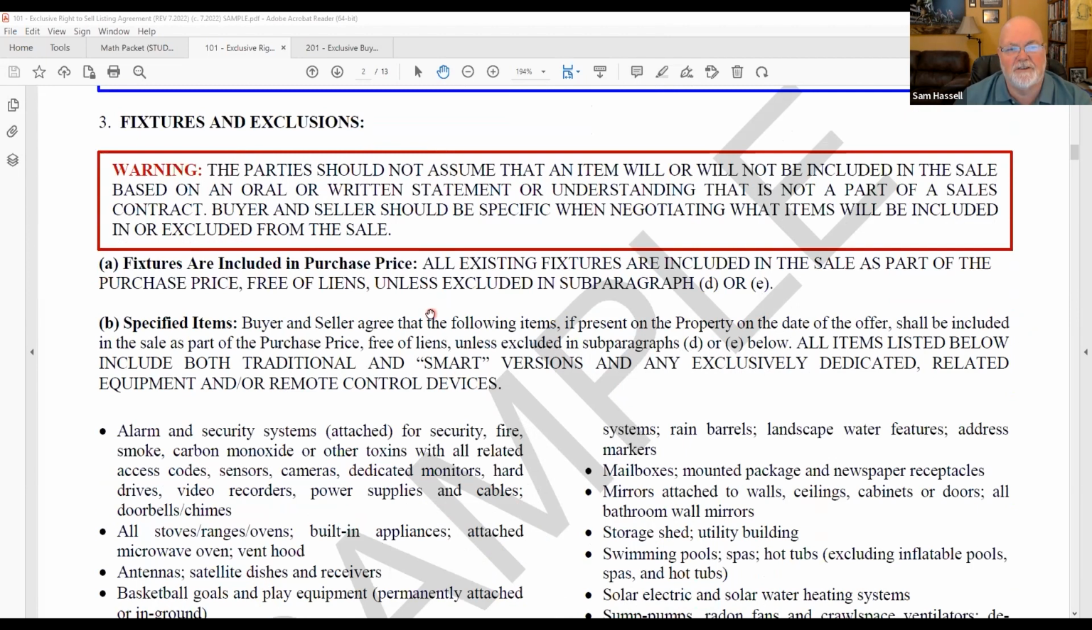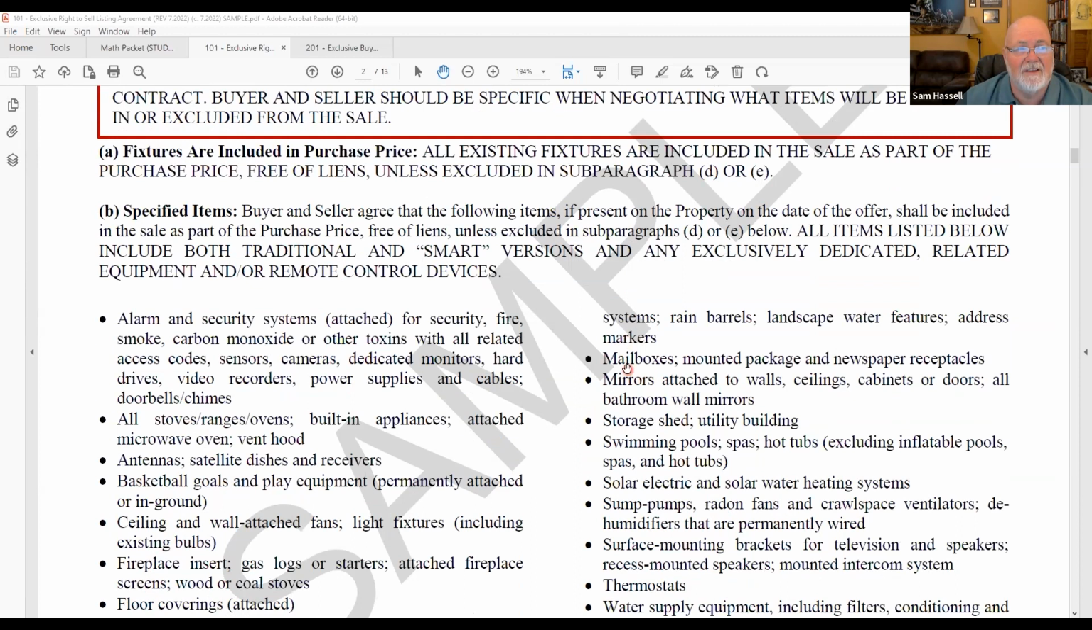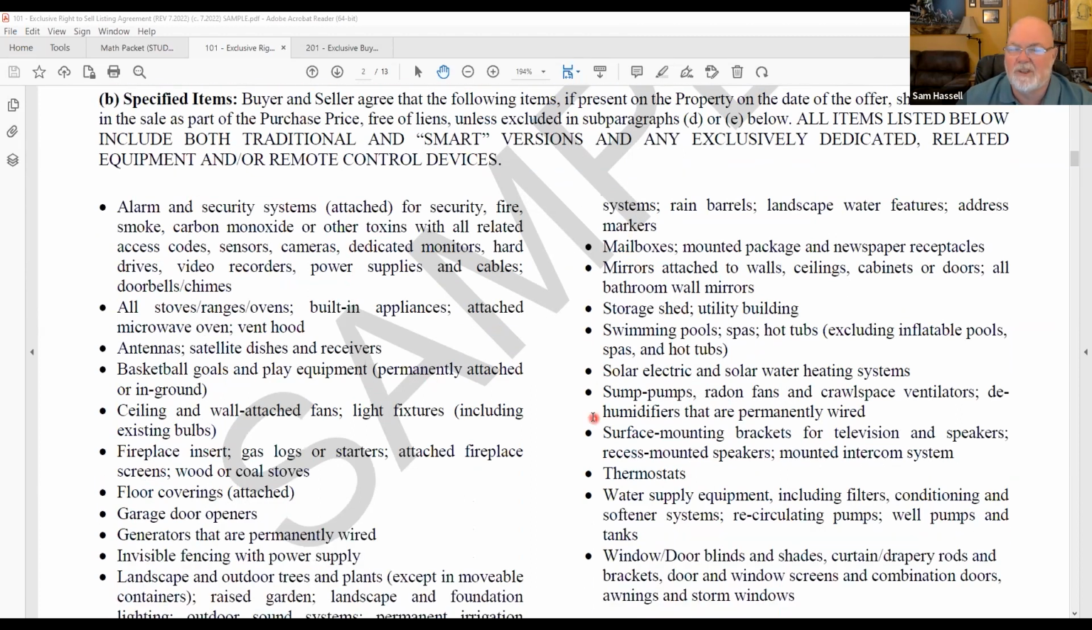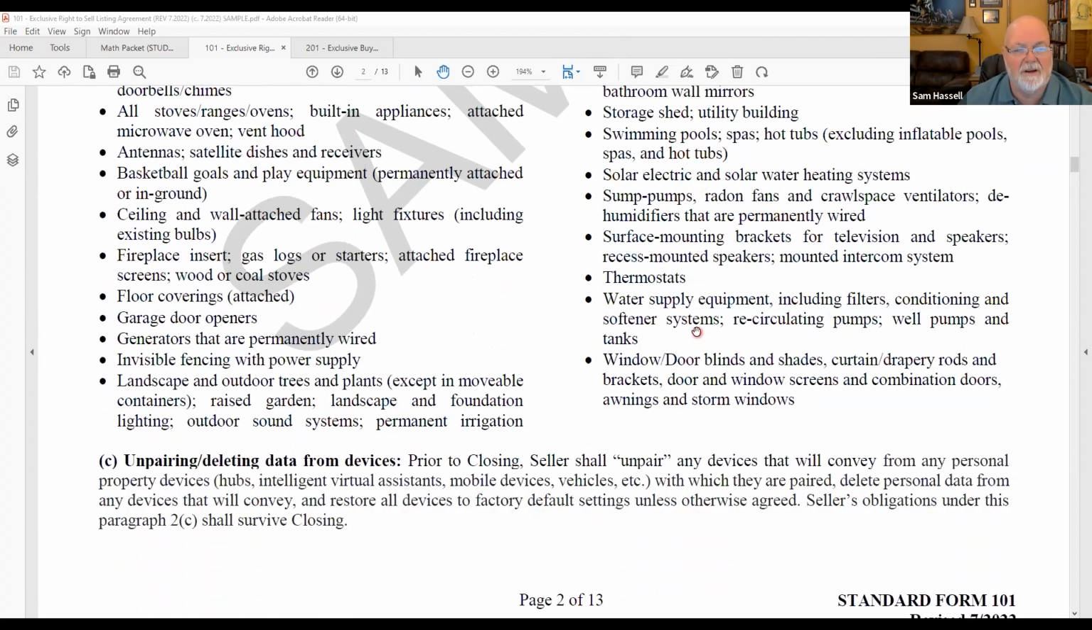Number 3 is fixtures. Now, remember we talked in chapter 2 about fixtures, and we argue about what's got to stay and what's not, and all of the IRMA taxonomy and all of those things. Well, what they do in both the listing agreement and the contract is they put in here the normal things that would be considered a fixture. Security systems, stoves, antennas, basketball, solar electric, all of these things are normal fixtures, all right?